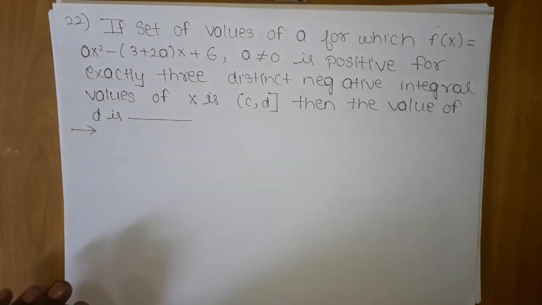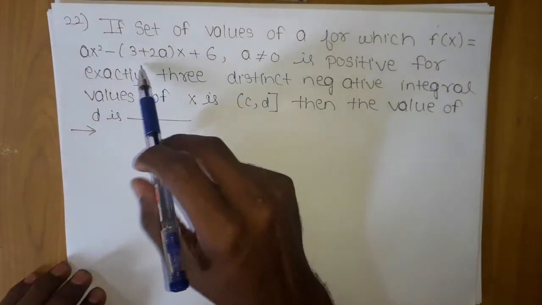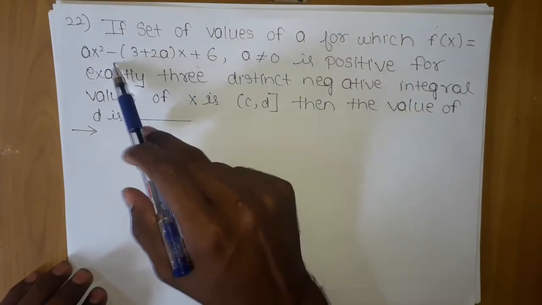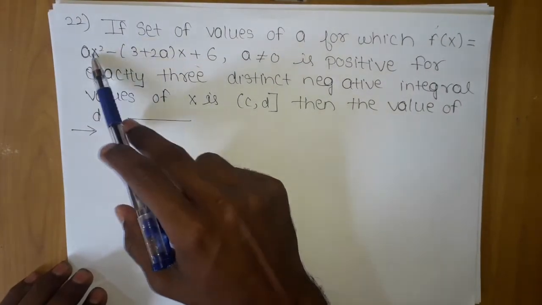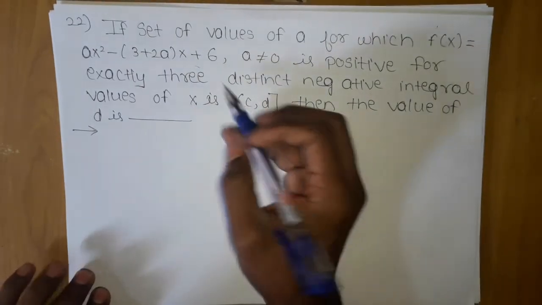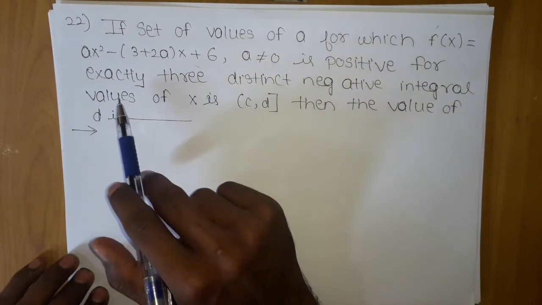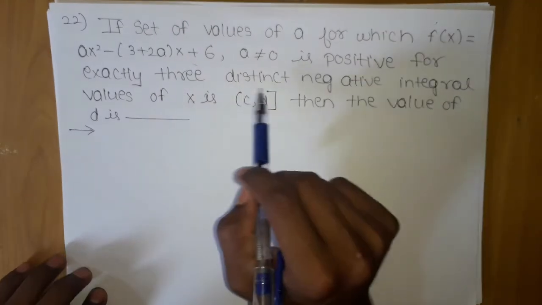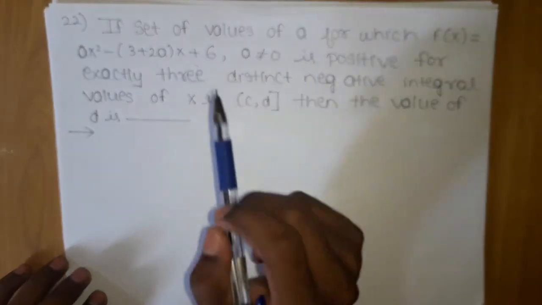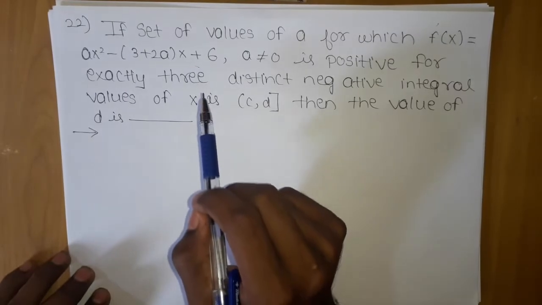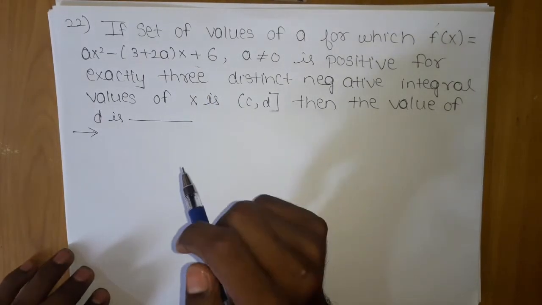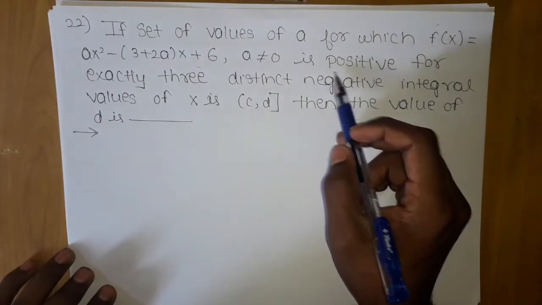So first thing, here they have broken it. We can get the roots from here. And they are telling f of x is positive for exactly 3 negative integrals. It will be positive for 3 negative integrals. This is the important point, 3 negative integrals.